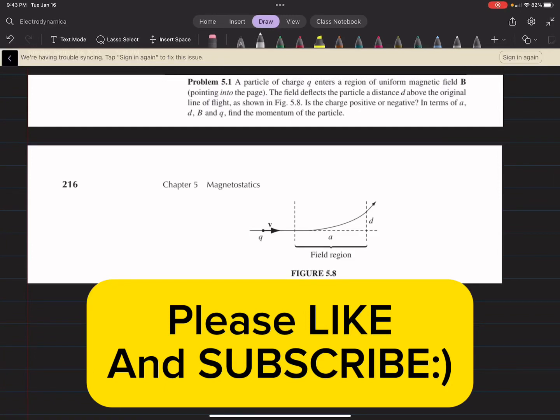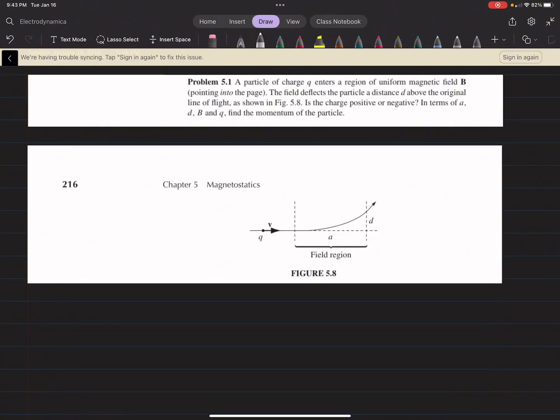Okay, this is problem 5.1 out of Griffiths' Electrodynamics textbook.